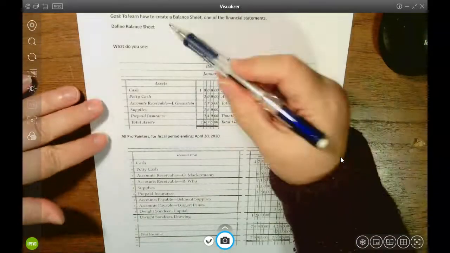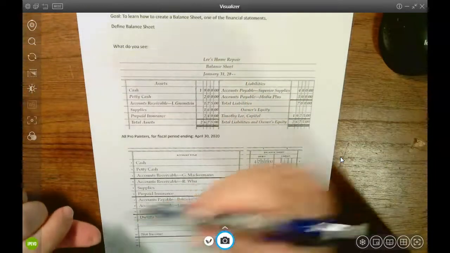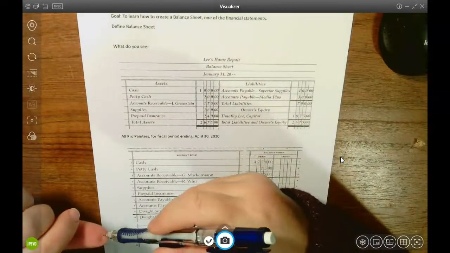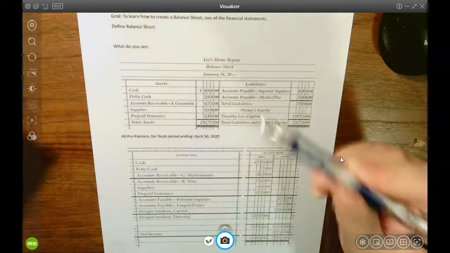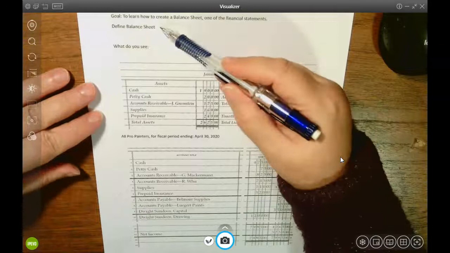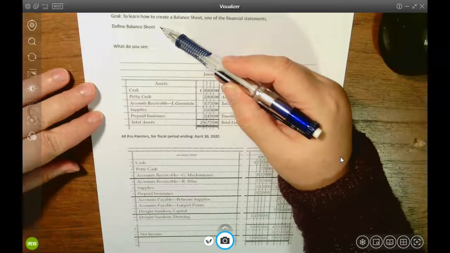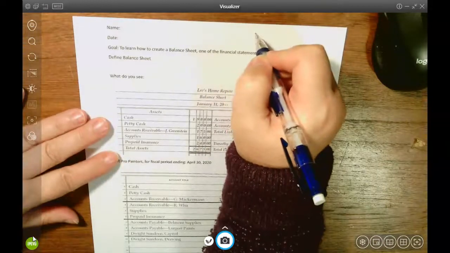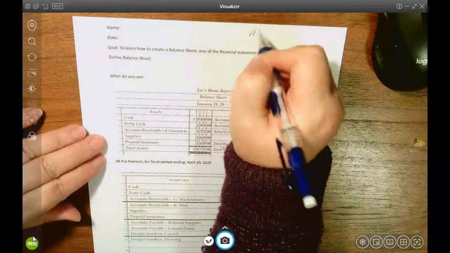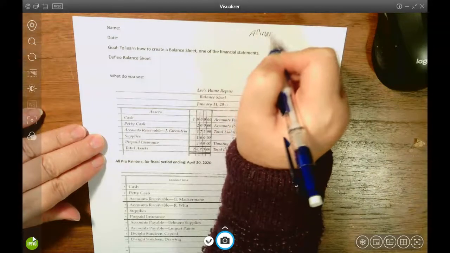All right, so today we are going to learn how to create a balance sheet, which is one of the financial statements. What I would like you to do first is define balance sheet in your own words, to understand it, and I want you to compare it to what you thought it was.